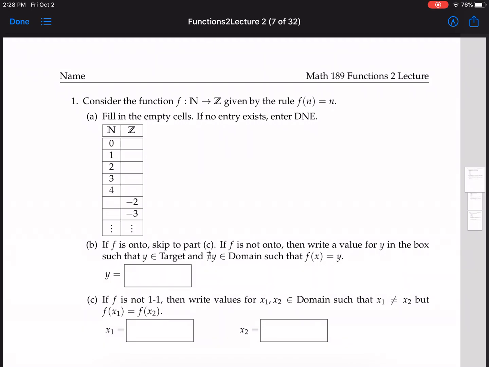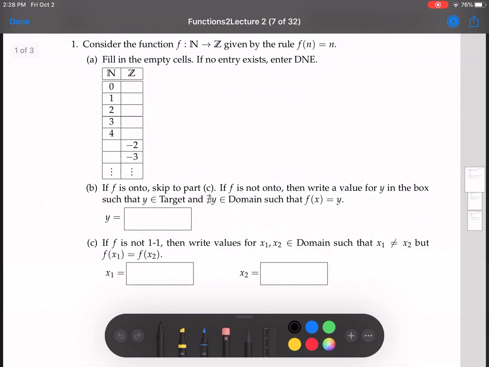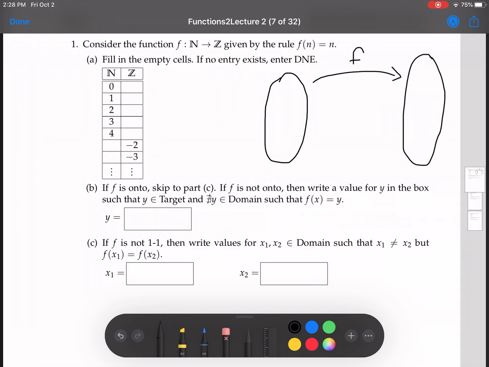All right, I know in the Zybook they prefer to use these bubble diagrams for functions, and that's the way that I learned functions, where you draw these things like this, and then you have the function going across, f. The domain is on the left. That's the natural numbers in this case, and the target is on the right. That's the integers for this function. And you draw arrows going across, like I'll do in just a moment.